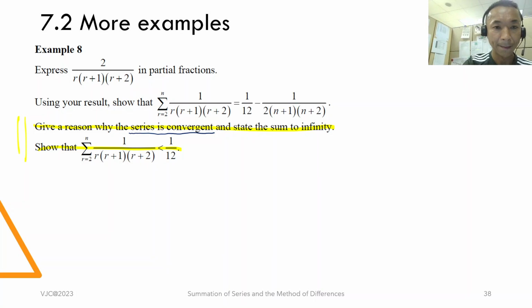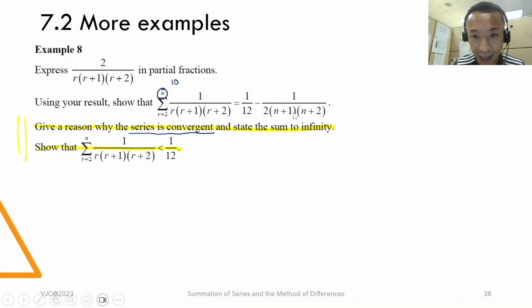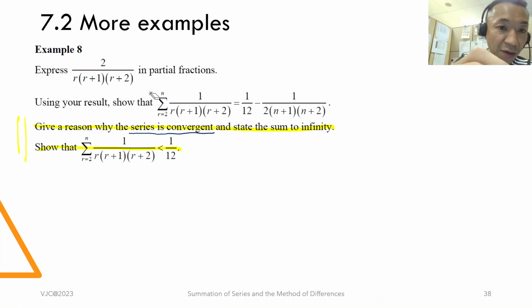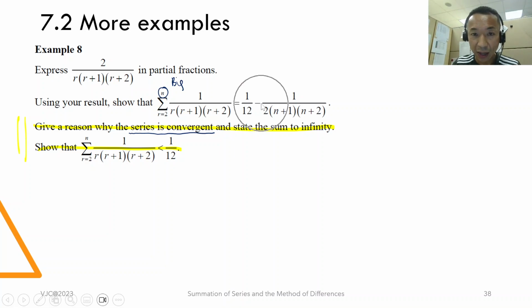Meaning, suppose n is 10, then this one must be 10, 10. If n becomes very, very big, that means you sum all the way to very, very, very many terms, will this sum of the series converge to a specific value? That's all you are trying to find.